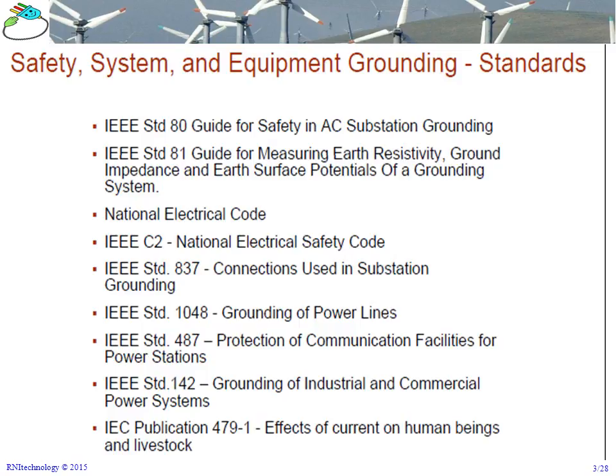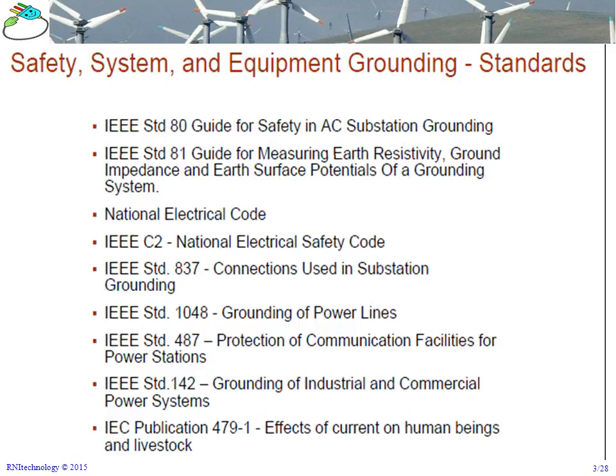IEEE Standard 837 deals with the connectors in substation grounding. And when I say connector, that means the interconnection between the installed ground rods and the bare copper conductors, which have to be connected together. These kinds of connectors can handle the maximum short circuit or ground faults that happen in the substation in order to lower the mechanical and electrical stress on the ground rods and the bare conductors when the ground fault dissipates into the ground during the fault time.